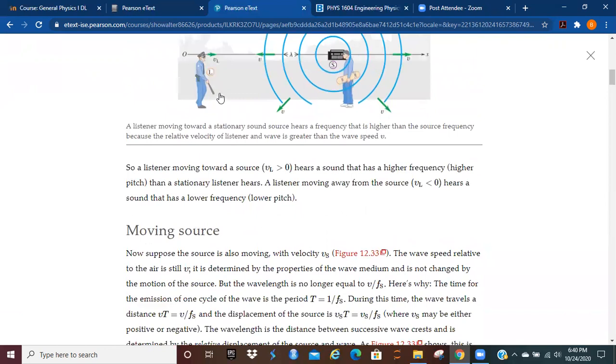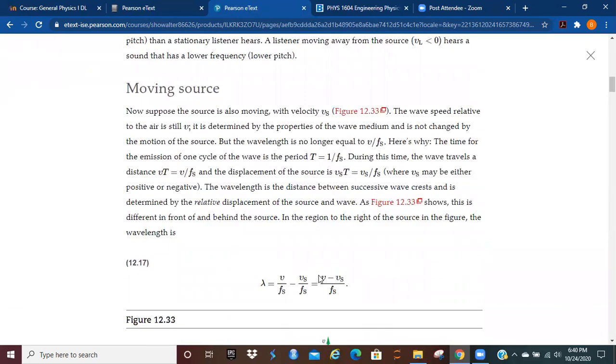So if the listener was moving away, then the pitch would be a little bit lower. If the source is moving, the wave speed relative to the air is still considered to be v. It is determined by the properties of the wave medium and is not changed by the motion of the source. But the wavelength is no longer equal to this.